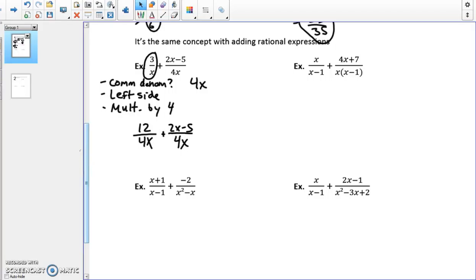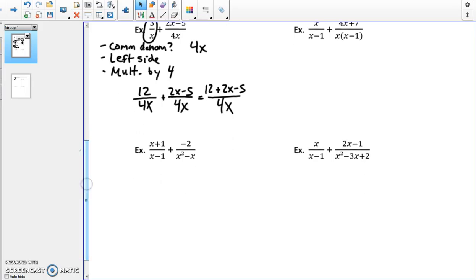Now we're just going to add them together. So we're going to put it all over one fraction, and we're going to add the top. So it's 12 plus 2x minus 5. And if there's some like terms that we can combine, let's go ahead and do that. So I'm looking at 12 and minus 5. And that's going to give us 7 plus 2x over 4x. That is our simplified answer.